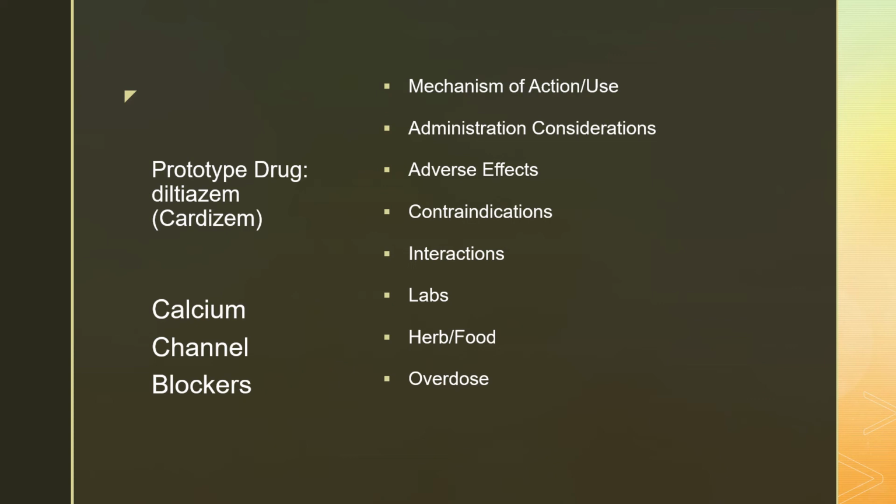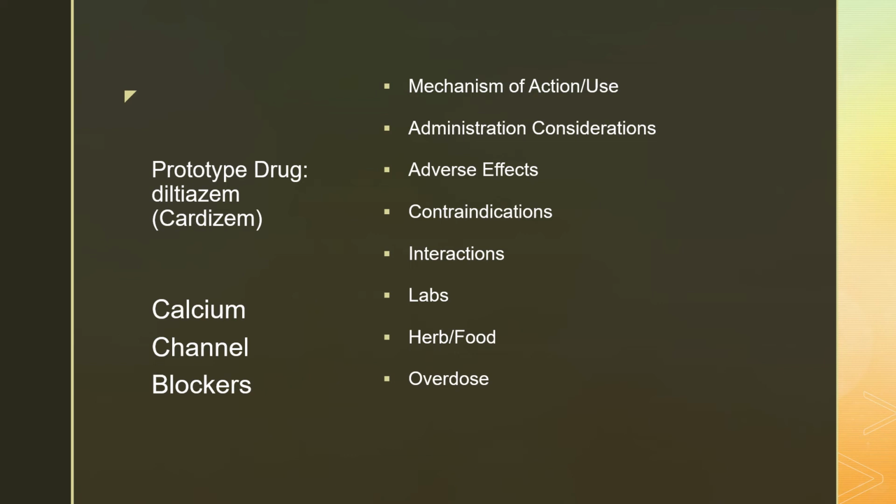Lab tests are listed as unknown. There is some herbal, and goodness gracious, St. John's wort, here it comes again. Ginseng, back again. This is going to decrease the effect of the Cardizem, so you don't want to have clients on that. Garlic, hawthorn, and golden seal can increase the antihypertensive effect of Cardizem.